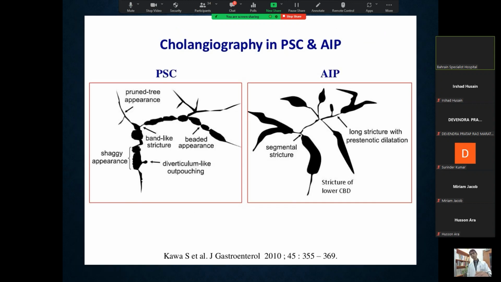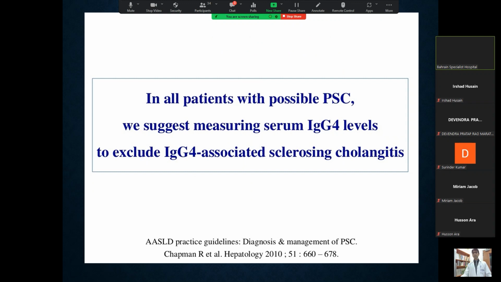There are different cholangiographic features of PSC and autoimmune pancreatitis. In PSC, you can see multiple focal strictures with a beaded appearance and intermittent dilatations. In autoimmune pancreatitis, you see long strictures, and there is no beaded appearance as usually seen in PSC. It is suggested that in all patients with possible PSC, IgG4 levels should be measured to exclude IgG4 related sclerosing cholangitis. Its response to treatment is much better in IgG4 cholangitis compared to PSC itself.